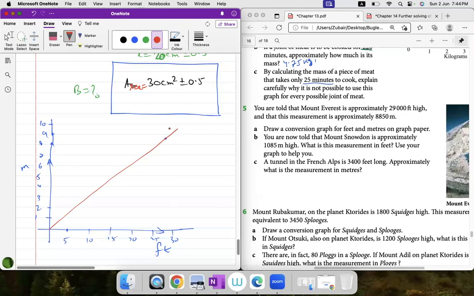So draw the conversion graph of feet and meters on the graph paper. You are now told that Mount Snowdon is approximately 1085 meters high. So 1085. This is 1000 right there. 85 would be slightly above. Now, if we were doing it on graph paper, I can read the boxes. Let's say these are 10 small boxes. So 1000 divided by 10, one small box is representing 100. So 85 is slightly one box, and we'll read it from the y-axis where it intersects.